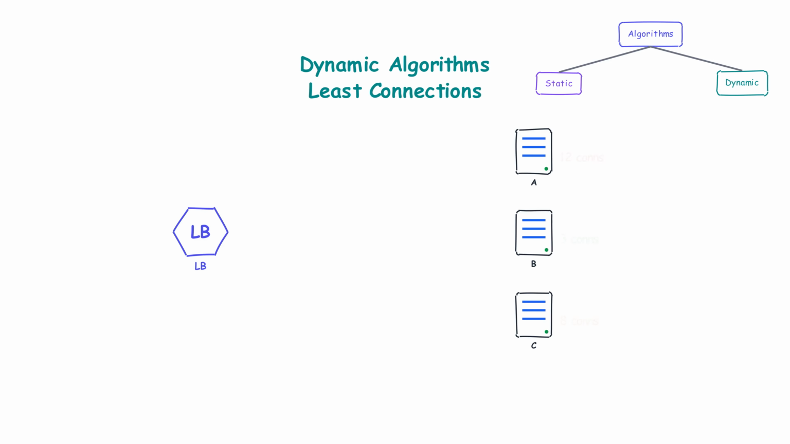The load balancer keeps a real-time ledger of exactly how many active open connections each server has. When a new request arrives, it looks at the ledger and sends the request to the server that is currently the least busy. This is perfect for video streaming applications or heavy database work where connection durations vary wildly.